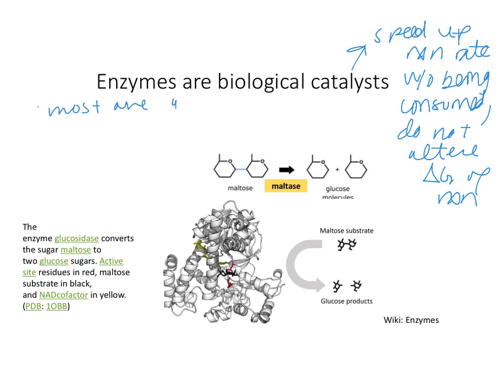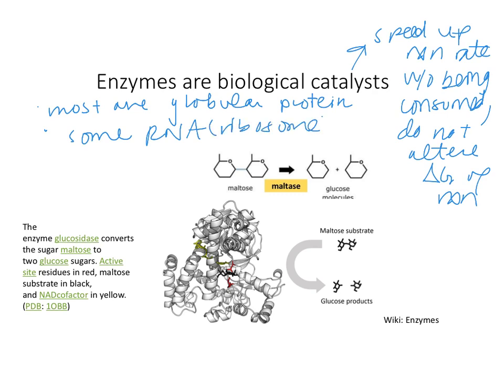Most are globular proteins. Some are not. Some are embedded in a membrane. Some are also made out of RNA. So for example, the ribosome is an example of an RNA-based catalyst. Food for thought. And then they catalyze the transformation of a substrate. This is a substrate. These are the same thing, to the product.